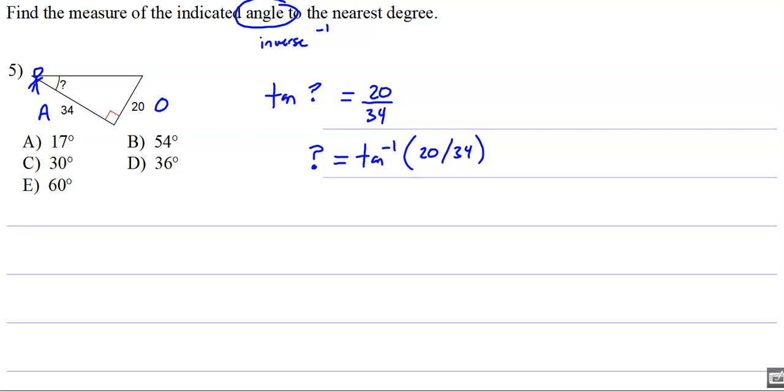So second tangent, 20 divided by 34, parenthesis. I'm getting 30.46 degrees. Let's see where they round it. Looks like they're just calling it 30 degrees.